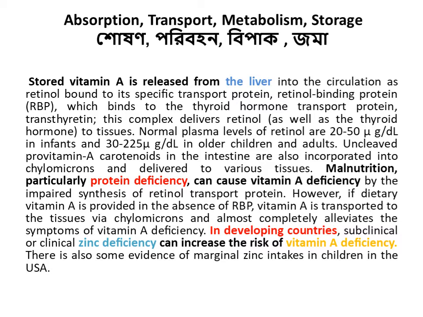Uncleaved provitamin A carotenoids in the intestine are also incorporated into chylomicrons and delivered to various tissues. Malnutrition, particularly protein deficiency, can cause vitamin A deficiency by the impaired synthesis of retinol binding protein. However, if dietary vitamin A is provided in the absence of RBP, vitamin A is transported to the tissues via chylomicrons and almost completely alleviates the symptoms of vitamin A deficiency.